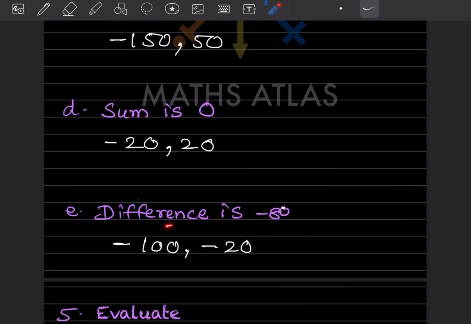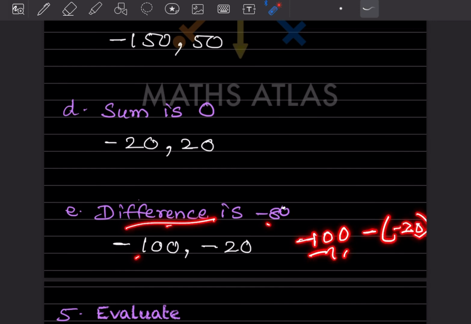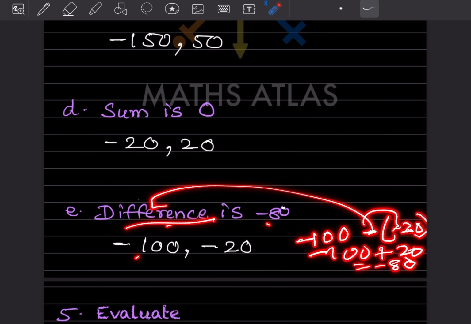Now again here the difference is minus 80. So suppose I take minus 100 minus of minus 20. So that is going to be minus 100, minus minus becomes plus 20, so that is going to be minus 80. So this is to show the difference, and this is going to be minus 20. So you have to be careful. Here it should be minus 20.